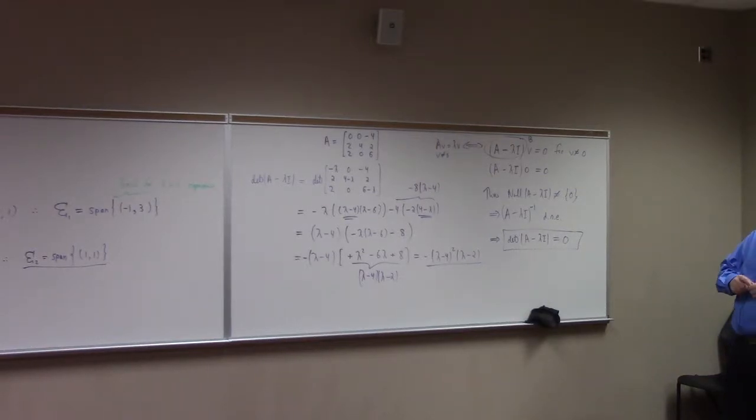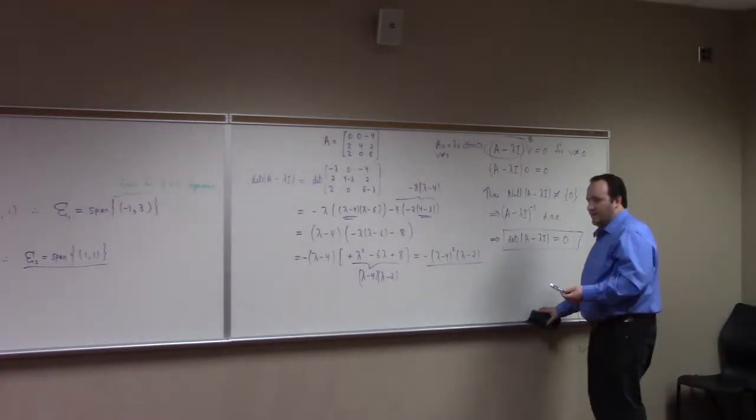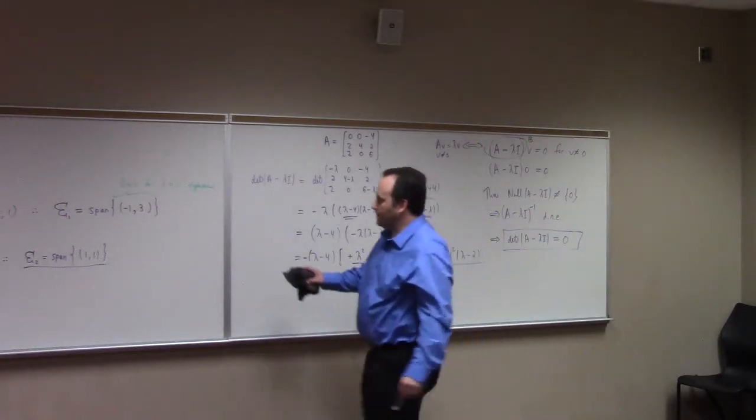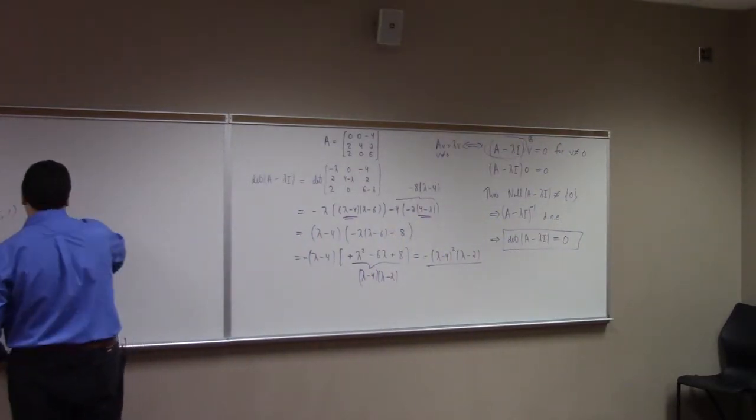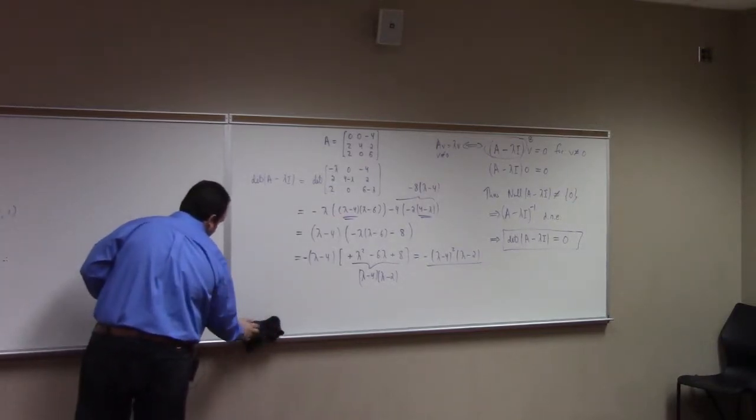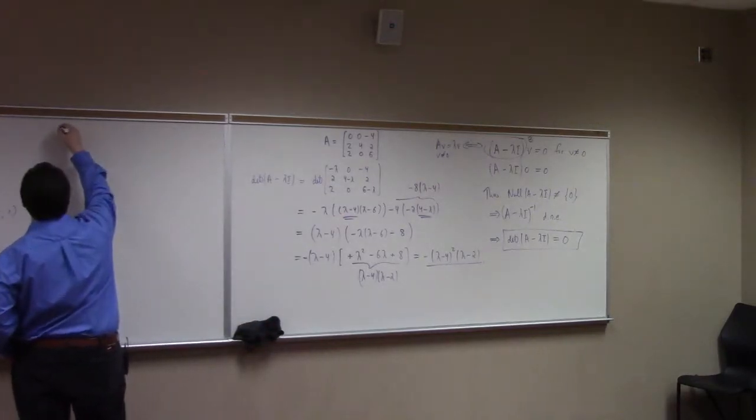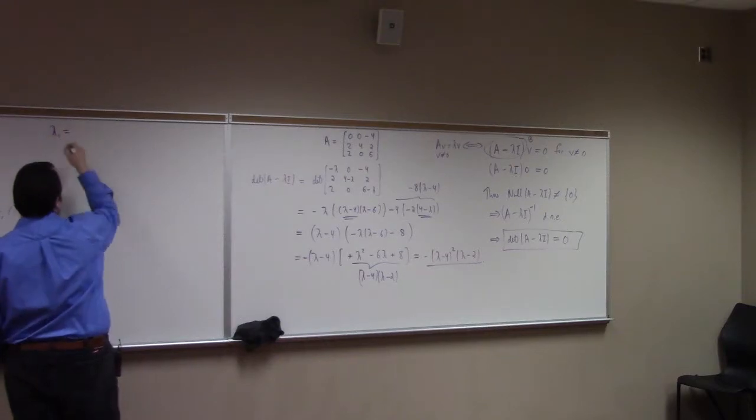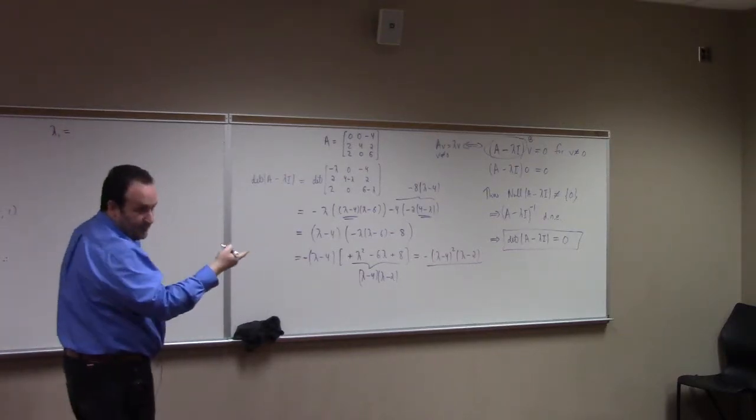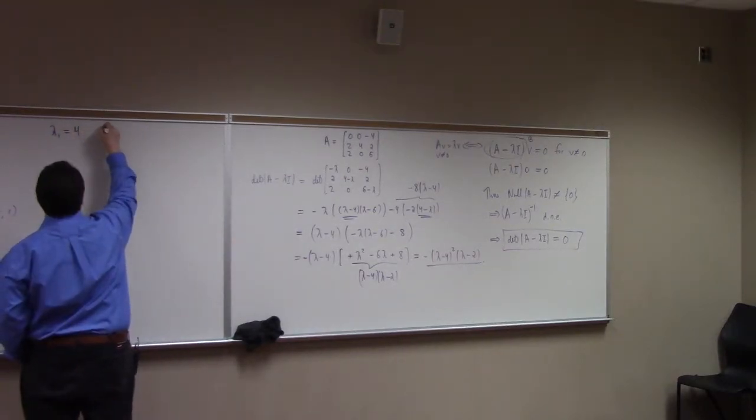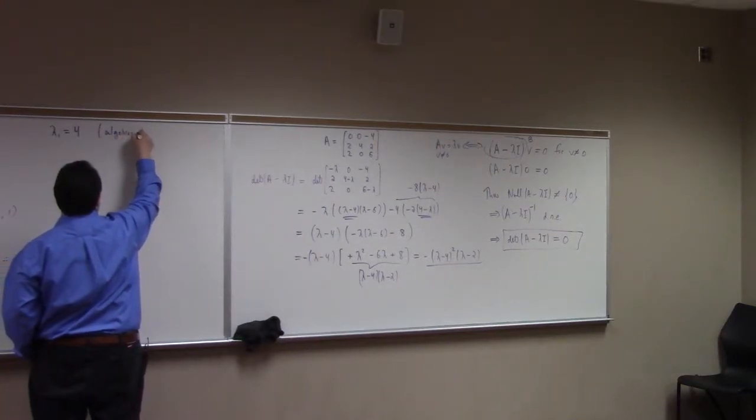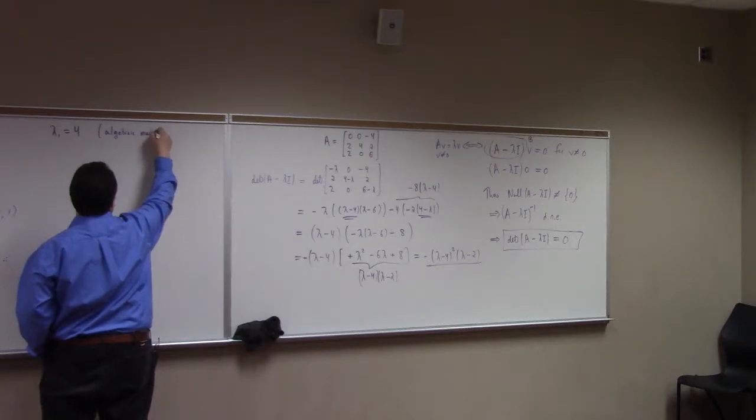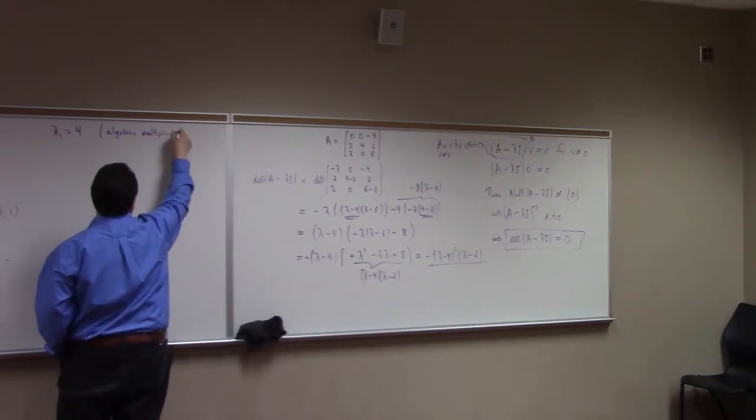And then how do you find eigenvectors? What are the eigenvalues here this time? So we have lambda 1 equals 4, right? And it has, what's the algebraic multiplicity here? I heard a 2, yeah.